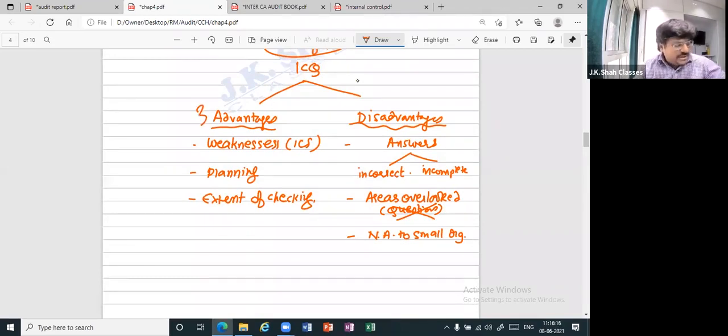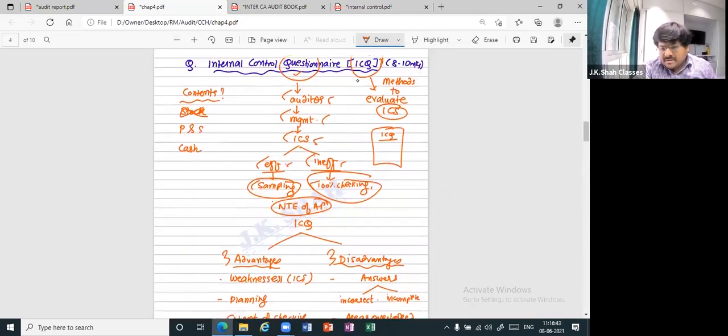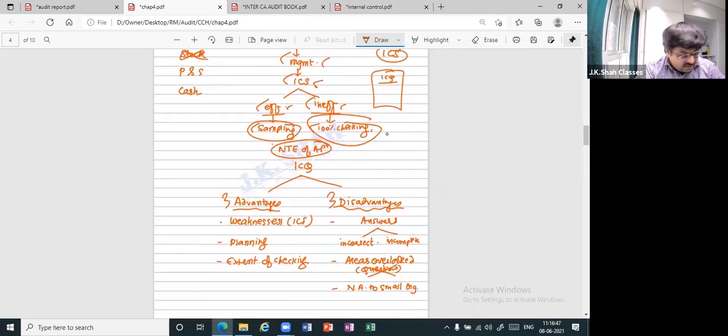So three advantages, three disadvantages. ICQ, three weaknesses: planning, extent of checking, answers incorrect or incomplete. Some areas may be overlooked, that is, you are not asking questions only. Some people are not overlooking properly. And lastly, it is not applicable to small organizations. All cool? This comes in the exam for 10 marks. You tell me if it is difficult. Yeah, this comes in the exam for 10. Imagine they are trying to give you marks, but you are not taking. They are helping you.